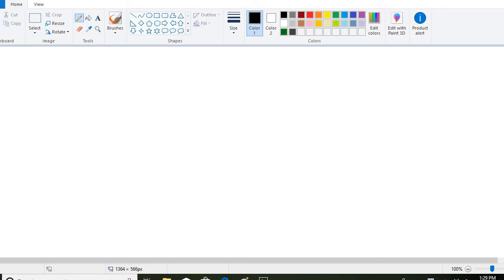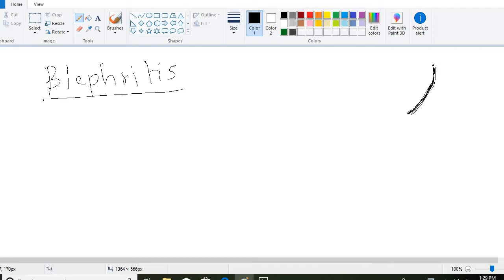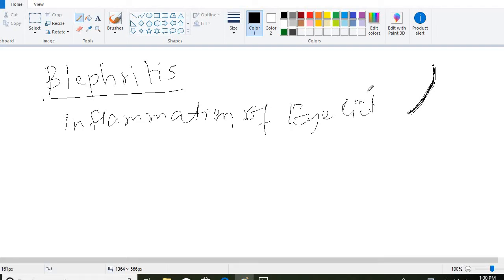Okay, we are now discussing blepharitis. Blepharitis means inflammation of the eyelid. When the eyelids are inflamed, with acute, subacute or chronic inflammation, it is known as blepharitis.